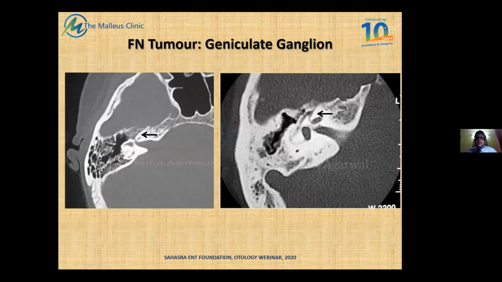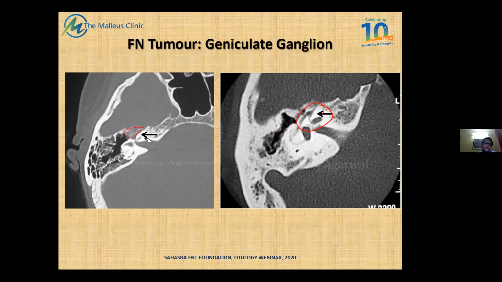Okay, same scenario, different tumor. So now what do we see? We see that the tumor is occupying the geniculate ganglion area. This is the geniculate ganglion area. This is the basal turn of the cochlea over here. And we can see this bone, this whitish isointense shadow.